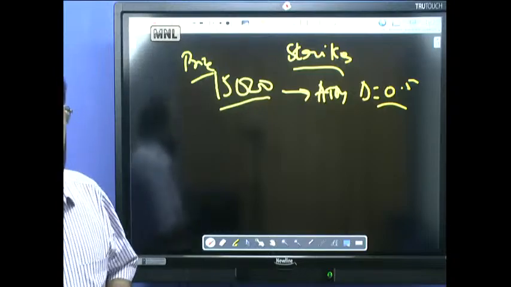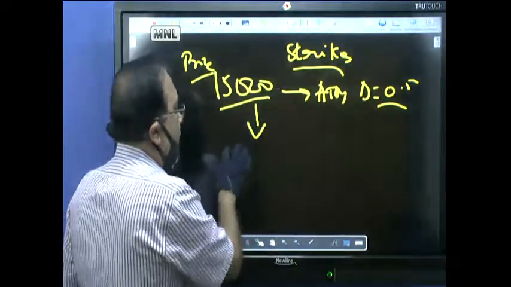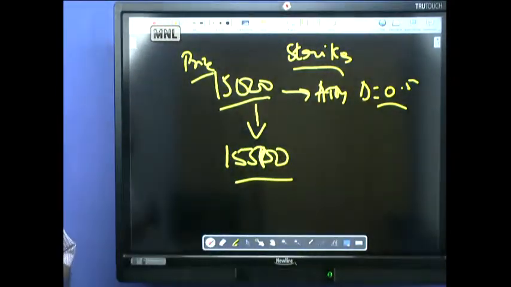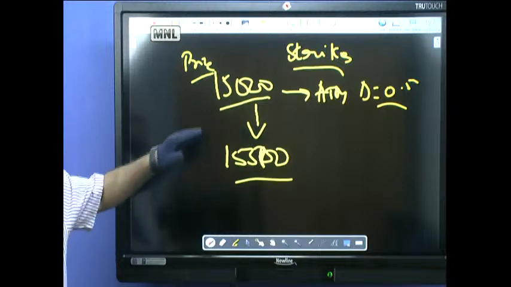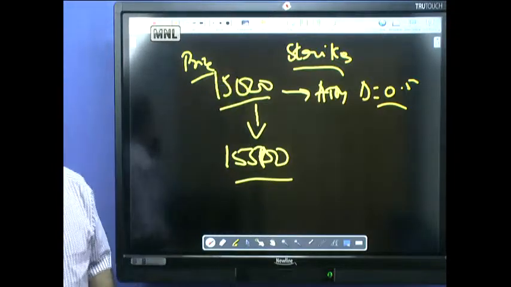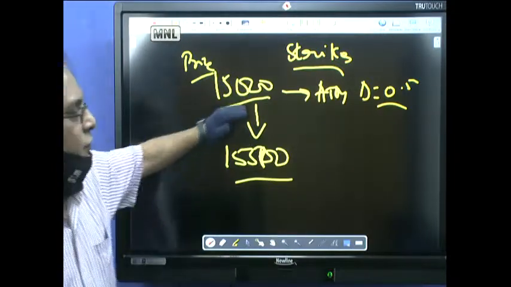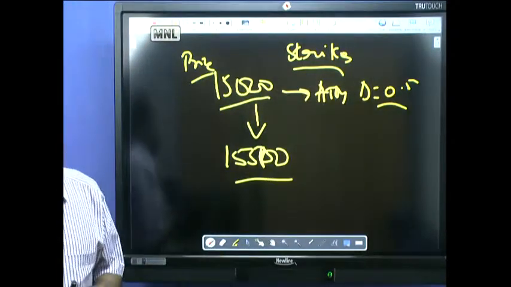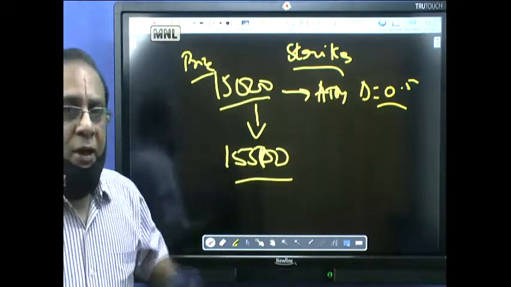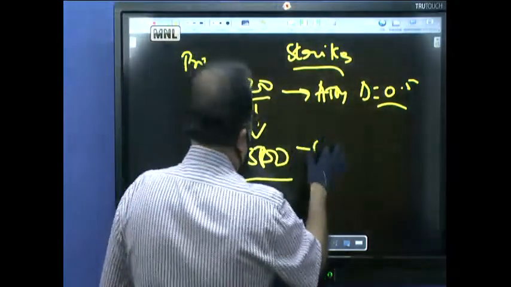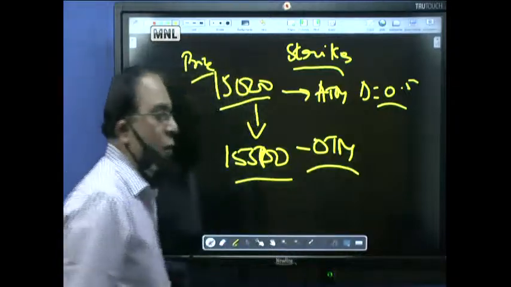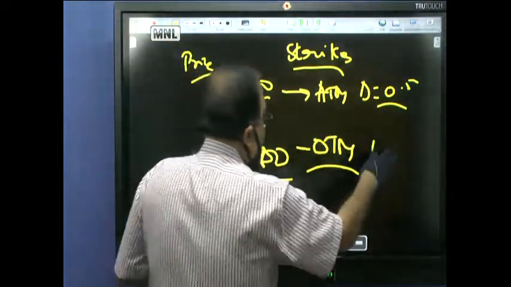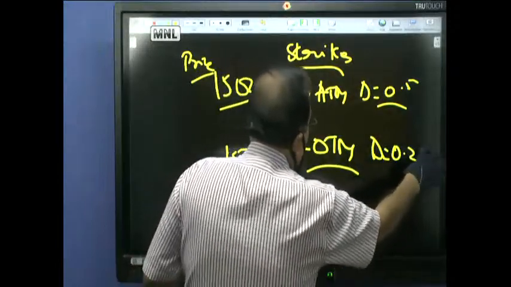Now, if you keep going towards higher strikes, let us say you now come to 15,500. This price is higher than the price at which the market is trading now, which is 15,000. 15,500 is far away, around 3% or so from the present price. This is what we call an out of the money option. So as we go out of the money, the delta will decrease. Let us say this delta is 0.25.